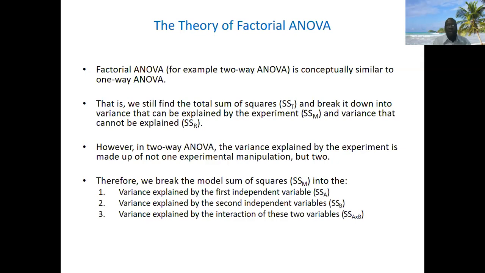However, in two-way ANOVA, the variance explained by the experiment is made up not of one experimental manipulation but two. Don't mind this language, because the people that were using ANOVA before had experimental designs, but you can use it for any design, maybe for an observational study.